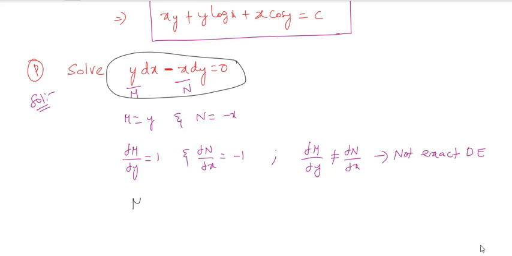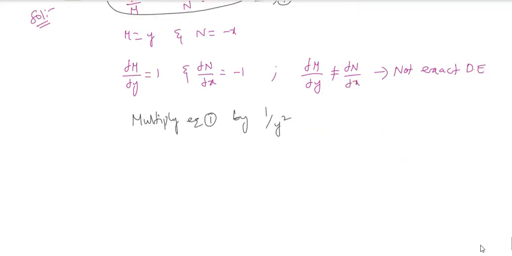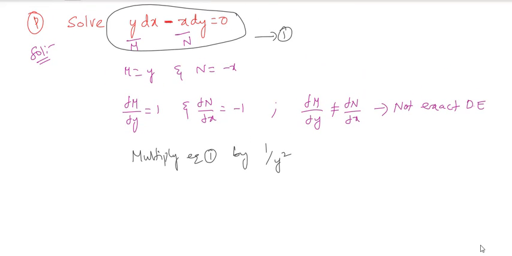Take that as equation 1, and multiply equation 1 with 1 by y square. So try to check it out. If you multiply equation 1 with 1 by y square, what will you have?